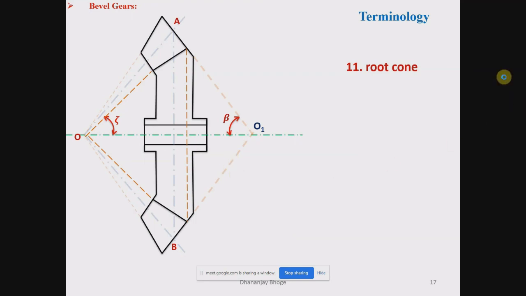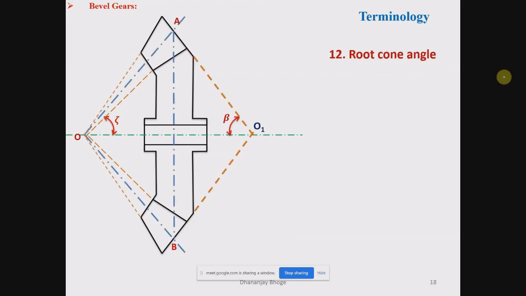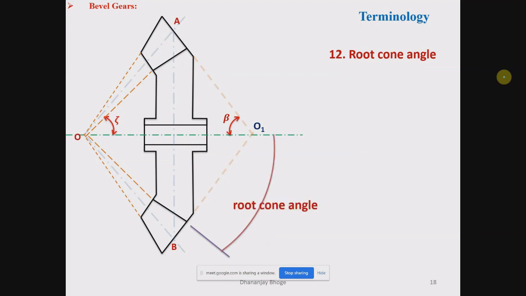झाला root cone. Now root cone angle, जसा pitch cone angle आहे, face cone angle आहे, तसाच root cone angle. Angle made by the generators of root cone with the axis of gear. So this is root cone angle.